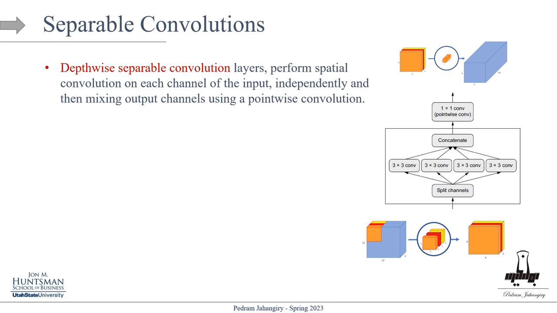The last one is separable convolutions. As we talked about in the previous part of the lectures, depth-wise separable convolutional layers are going to perform conv operations in two steps. The first step is to perform spatial convolution on each channel of the input, right? So let me show you. This is the first step. We have an input. We're going to look at the channels separately.